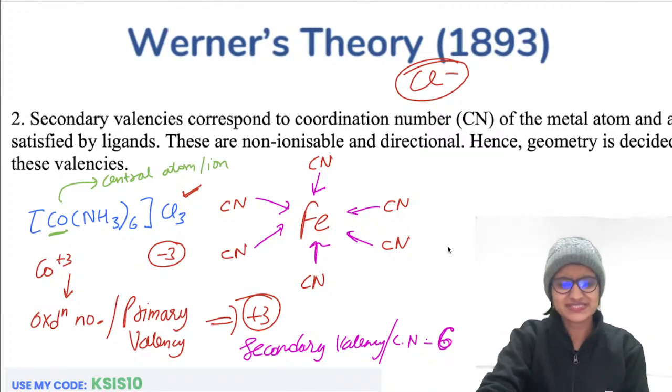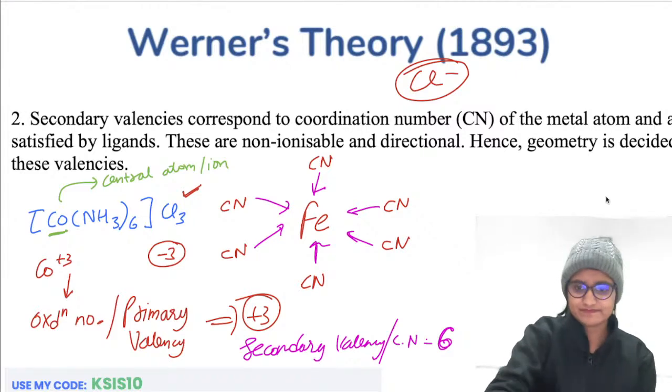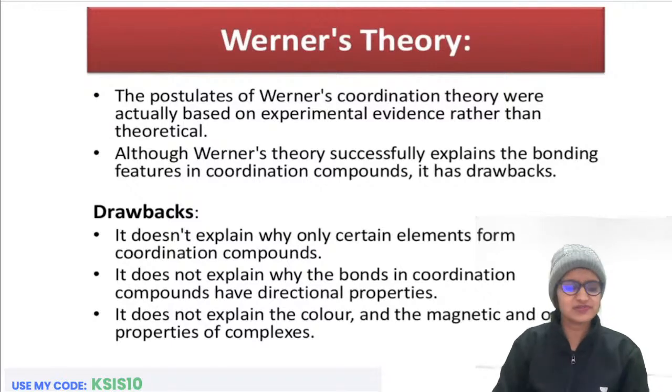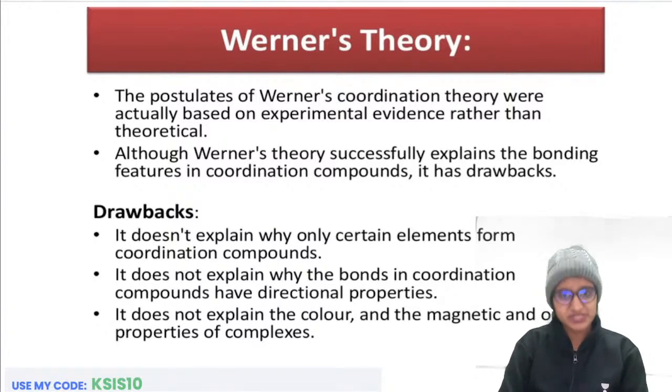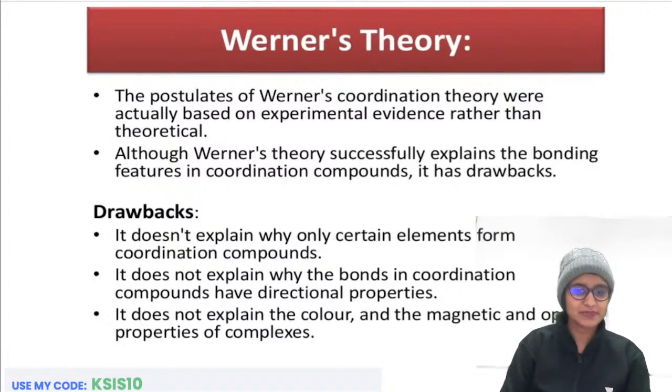All right, then okay, this is simply your Werner's theory. So you can see here we will wind up on Werner's theory. The postulates of Werner's coordination theory were actually based on experimental evidence rather than theoretical. Although Werner's theory successfully explained the bonding, it still had some drawbacks. He could not explain why only certain elements form coordination bonding, it does not explain why the bonds in coordination compounds have directional properties, and he could not explain the color, magnetic and optical properties. So these are the drawbacks of Werner's theory.